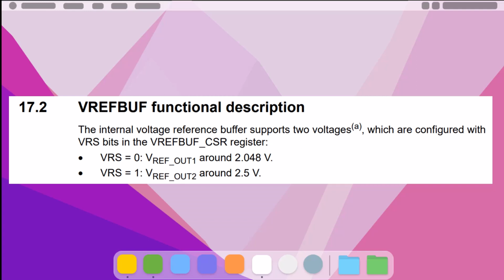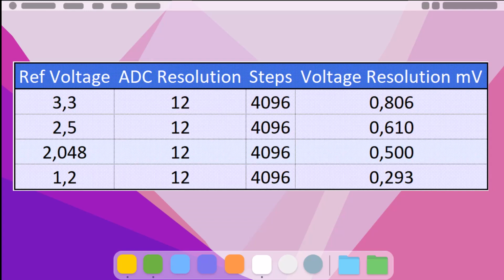But why are there 2 different voltage rails available, and why such an odd voltage as 2.048 volts? If we take a look at this table, we can see that the resolution we can ideally get depends on the different VREF. Here we can see the benefit of having 2.048 volts. That is because the resolution is 0.5 millivolt instead of getting many decimal points. Please make sure that the sample voltage you are feeding to the sample and hold doesn't exceed the VREF.